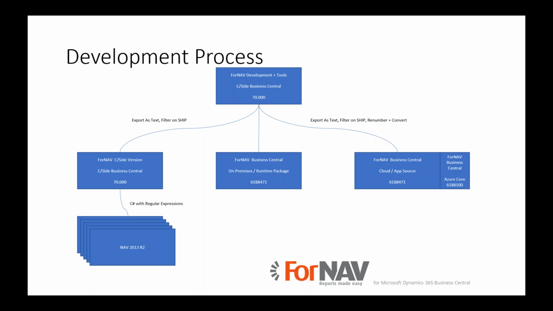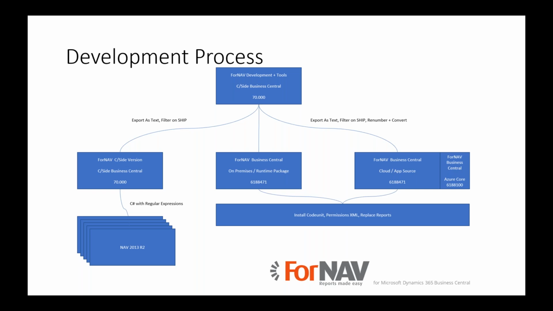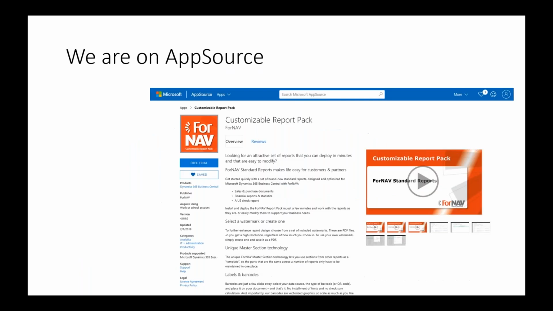an Azure API. On top of that, we have to add some things, because in C/SIDE there is no concept like an install codeunit. Install codeunits are only for extensions. In C/SIDE, there is also no concept like permissions XML. You have to create your XML file with permissions and add that. And we also have the translation story that I'll briefly touch upon later.